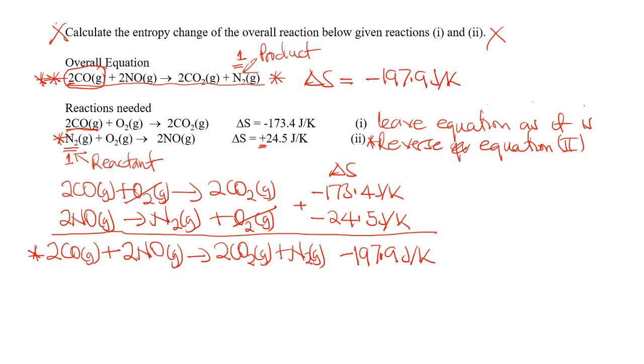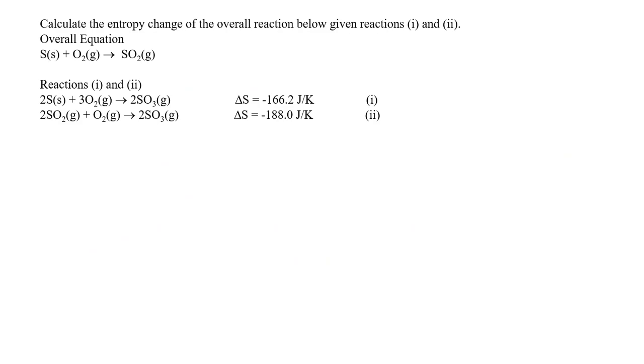All right, so to cement this understanding about Hess law and entropy, let us solve another problem. Calculate the entropy change of the overall reaction below, given reactions 1 and 2. So this is our overall chemical equation, and we have our reactions here, reactions 1 and 2. So as usual, how do you approach this problem?